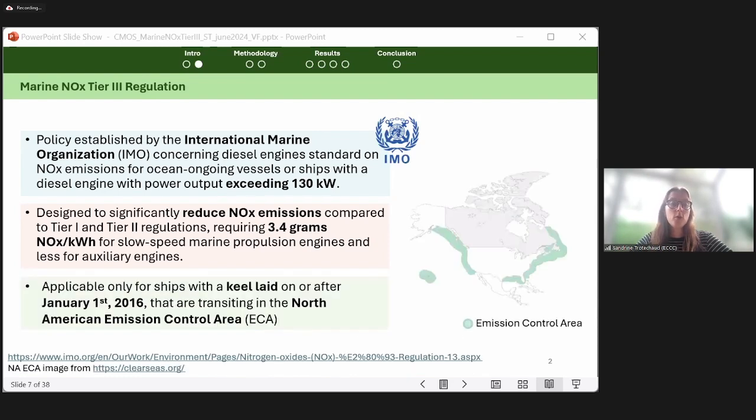This is applicable only for ships that have been constructed, or with their keel laid, on or after January 1st of 2016, and for ships that are transiting in the North American emission control area, which is roughly around 200 miles from the US and the Canadian coast, but also including remote islands. So the objective of this study is to assess the impact of this policy applied on ships and see the impact on air quality over Canada.